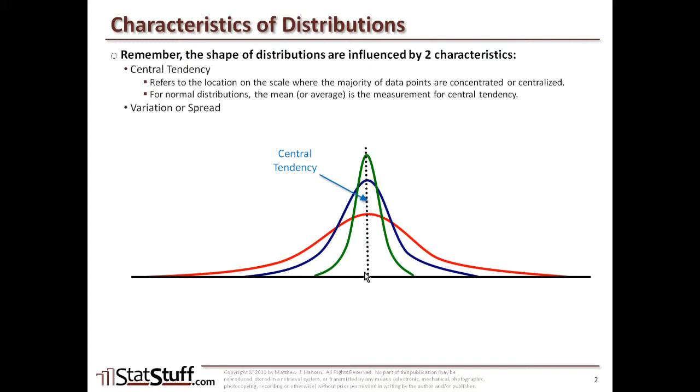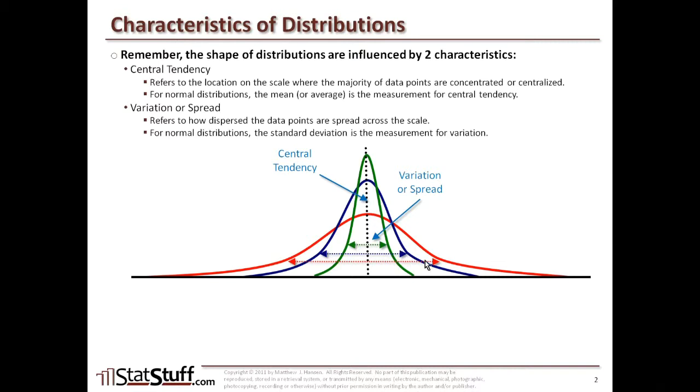The other characteristic is variation or spread. This refers to how dispersed or spread out the data is from the central tendency. For each of these distributions, they all have varying degrees of how far spread out they are. Even though they all have the same central tendency, they are all different in how spread out they are from that central tendency. And usually for normal distributions, it's the standard deviation that's our measurement for spread or variation.